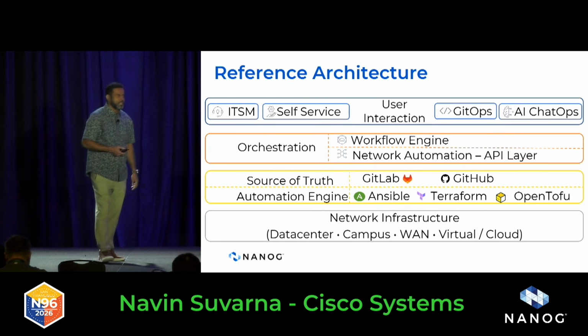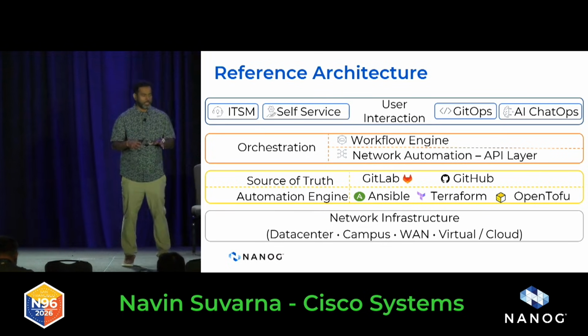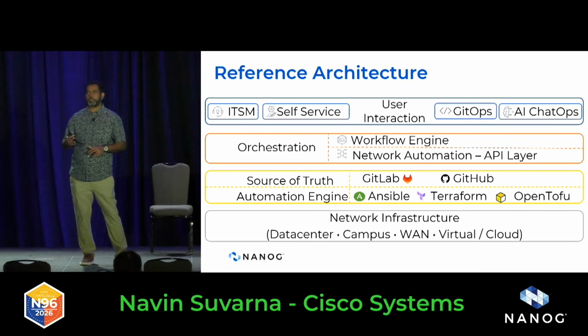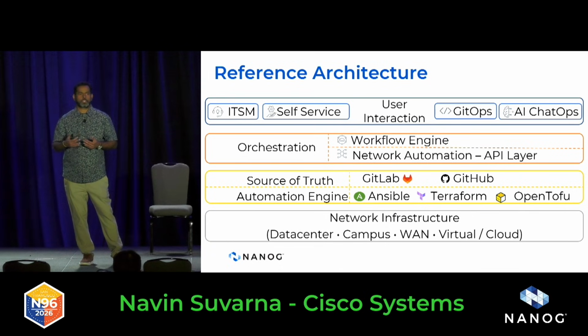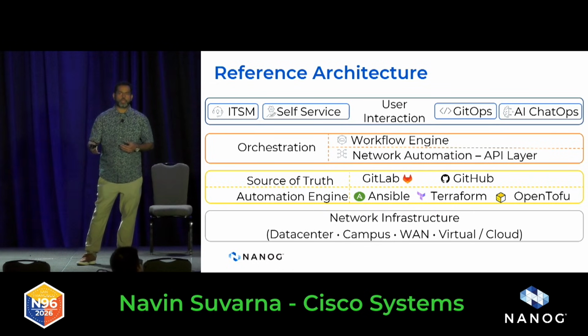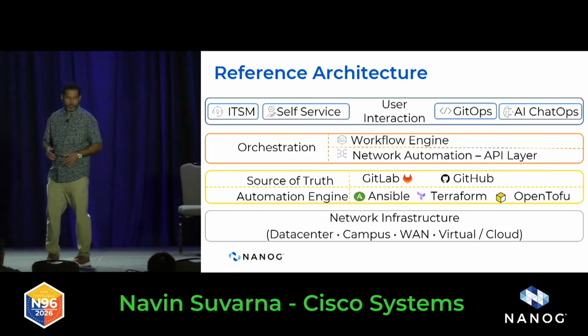This is the overall reference architecture for network as code. At the bottom of the stack, you have the infrastructure, right? It could be data center, campus, WAN, virtual, cloud. On top of it, you have the source of truth. Source of truth is the Git repo wherein you store your configurations. It's the repo wherein you store your CI/CD pipelines. Your automation engine is the engine that actually executes on the job rendered by your CI/CD pipeline, right? So in this case, your automation engine could be Ansible, Terraform, OpenTofu.